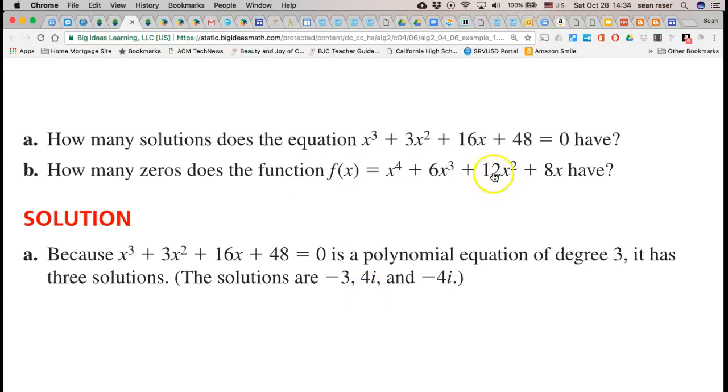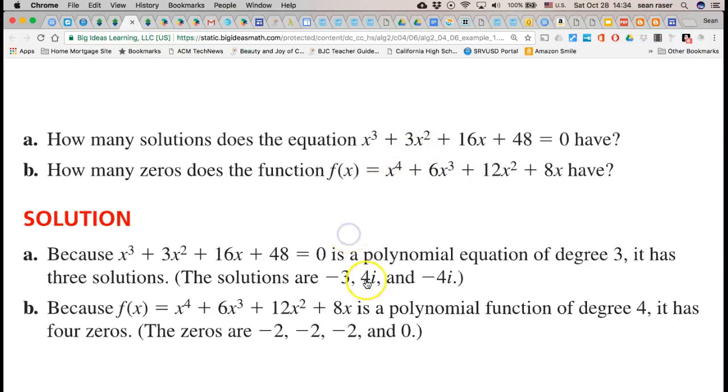Our second one, we see that this is a 4th degree polynomial. So we can tell that that has 4 solutions. And again, here we see that the zeros are -2, -2, -2. So we've got one that's repeated 3 times. So we still count that as 3 solutions. And then 0 is the 4th.